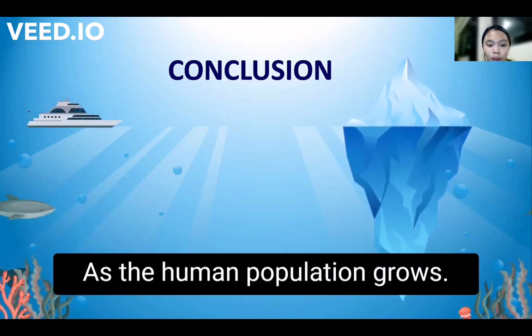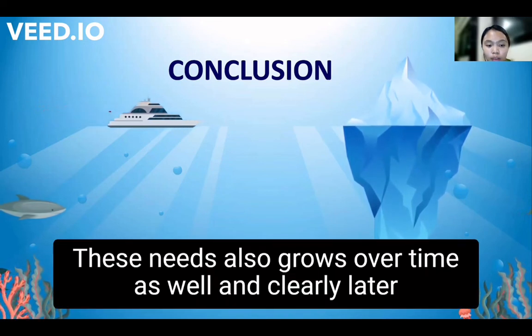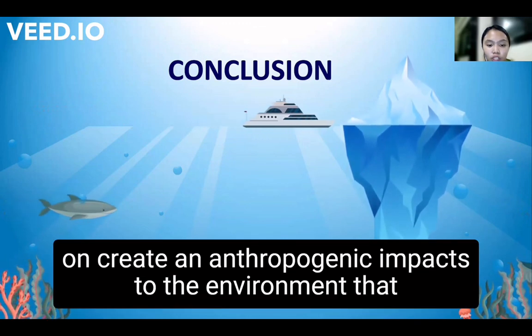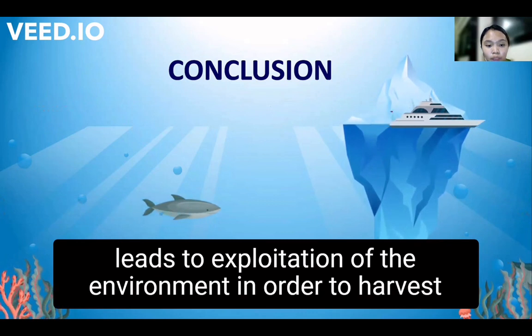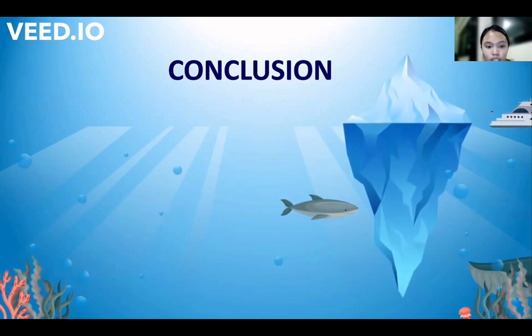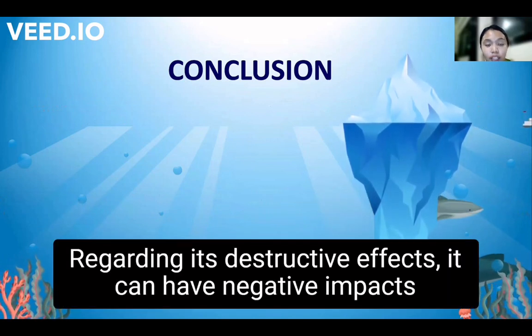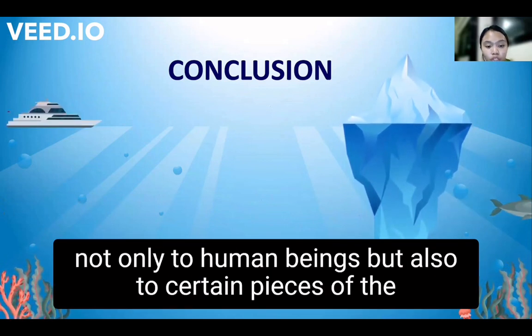As the human population grows, these needs also grow over time, and clearly later on create an anthropogenic impact on the environment that leads to exploitation of the environment in order to harvest its natural resources. Regarding its destructive effects, it can have negative impacts not only on human beings but also on certain pieces of the environment.